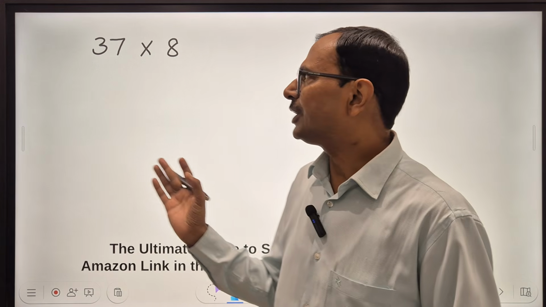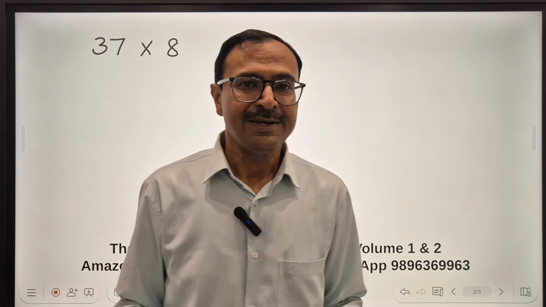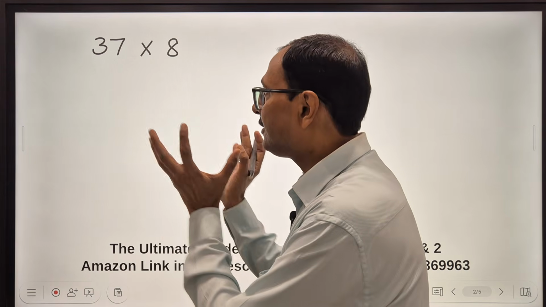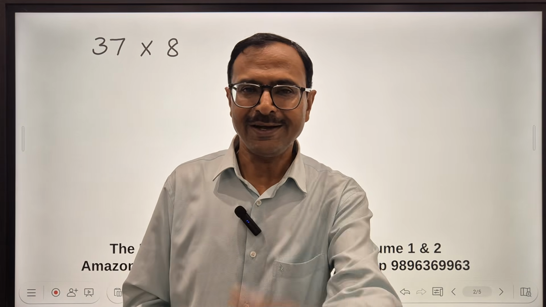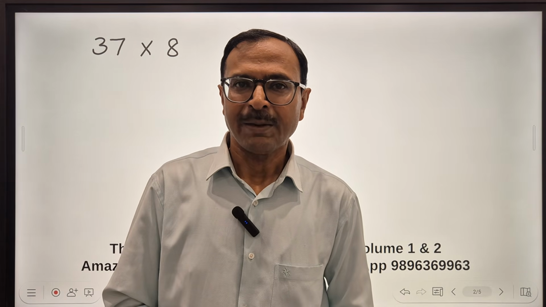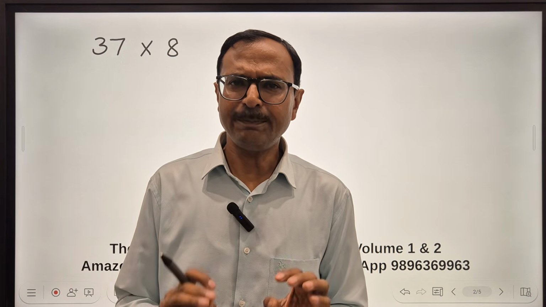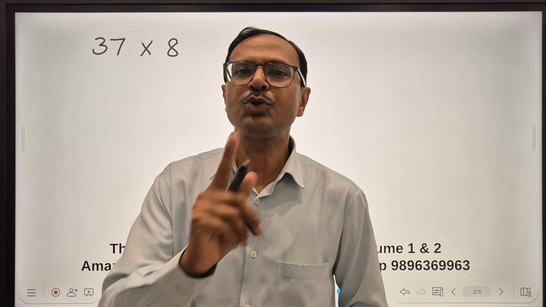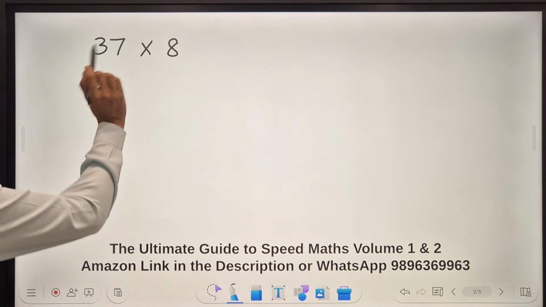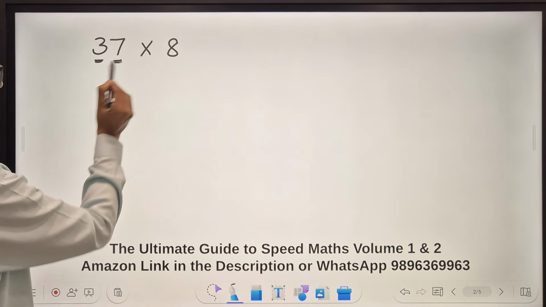So how do you do 37 times 8 in the mind? See, if I have written it here, it is very easy. But if I just say 37 times 8, nobody can tell that very easily. But if you are aware of the basic things, you will do it very smartly. I'll show you how. All you need to know is the single digit tables.